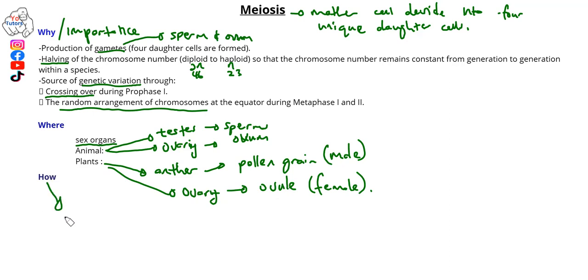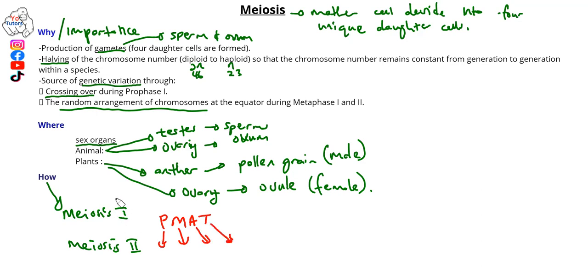Meiosis occurs in two stages. We have meiosis 1, then meiosis 2. We're going to remember those stages with PMAT, which is prophase, metaphase, anaphase, telophase. So for meiosis 1, it's going to be prophase 1, metaphase 1, anaphase 1, telophase 1. Then meiosis 2 is going to be prophase 2, metaphase 2, anaphase 2, and telophase 2.